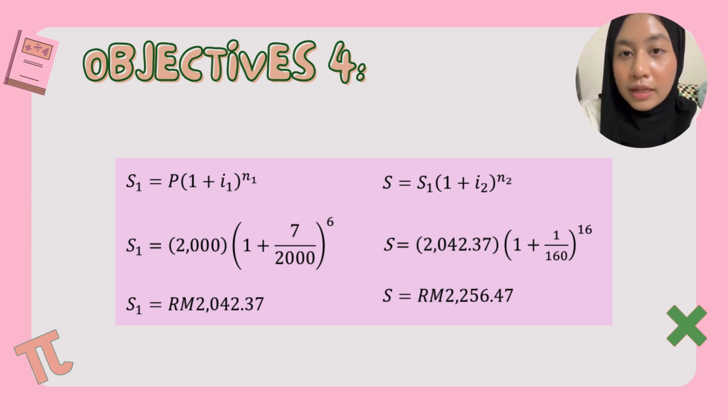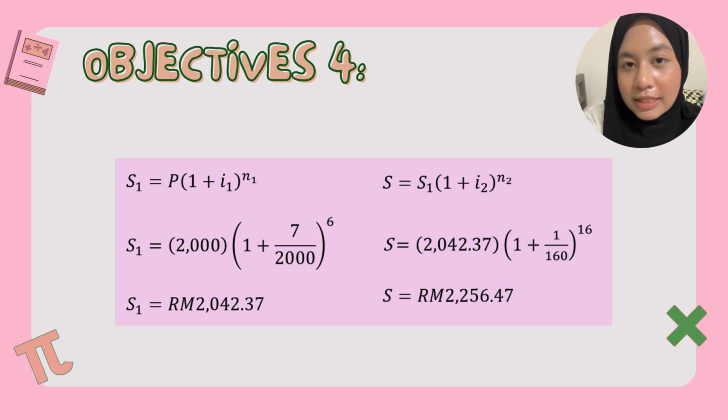Now we need to find the amount of S, which is the maturity value. S equals S1 multiplied by (1 plus i2) to the power of N2. S equals 2042 ringgit 37 cents multiplied by (1 plus 1 divided by 160) to the power of 60. The answer for S is 2256 ringgit 47 cents.